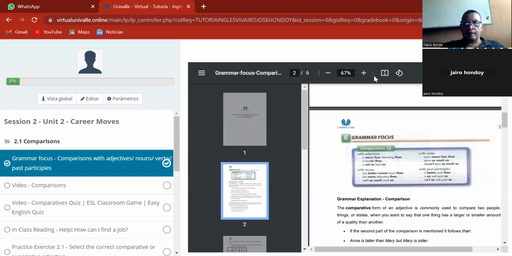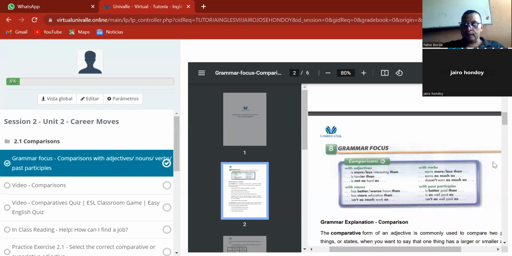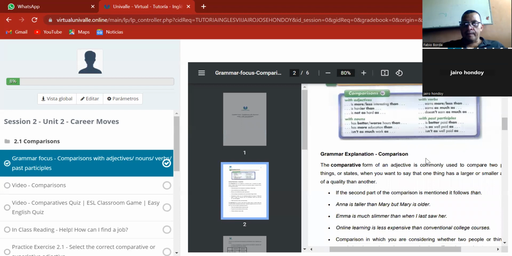Here you have some rules about comparison. Comparison with adjectives, for example: more or less interesting than. With verbs: earn more or less than, is harder than, earn as much as, is not as hard as, doesn't earn as much as. This is with adjectives and with verbs.